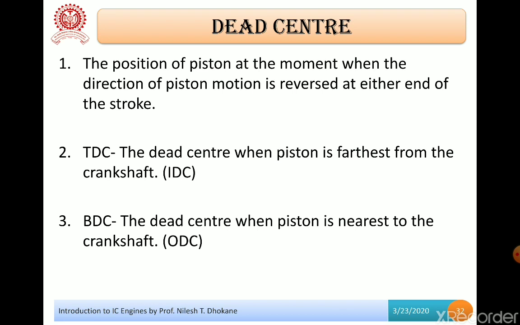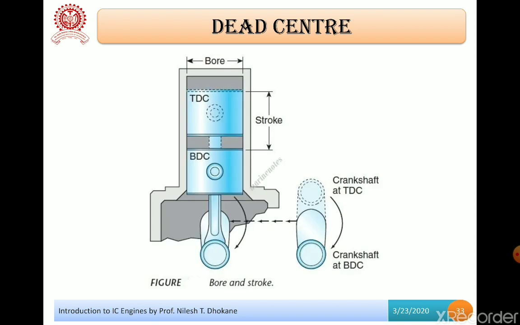Next is the bottom dead center or outer dead center. The dead center when the piston is nearest to the crankshaft and away from the cylinder head. That position is called bottom dead center or the outer dead center. So here in this diagram you can clearly see the top dead center and bottom dead center. As it is a vertical engine, only TDC and BDC is written, not IDC and ODC.